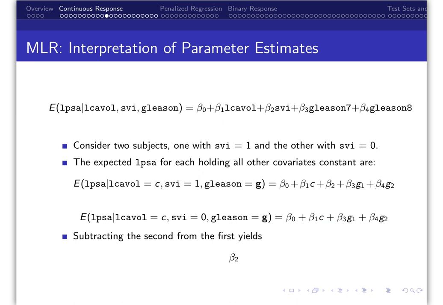Subtracting the second equation from the first yields beta 2, which is the coefficient for SVI. That is, the expected change in log prostate-specific antigen for a 1-unit change in SVI is beta 2, holding all other covariates constant.